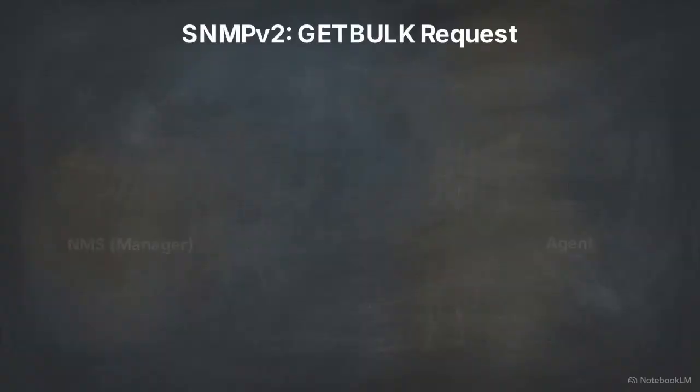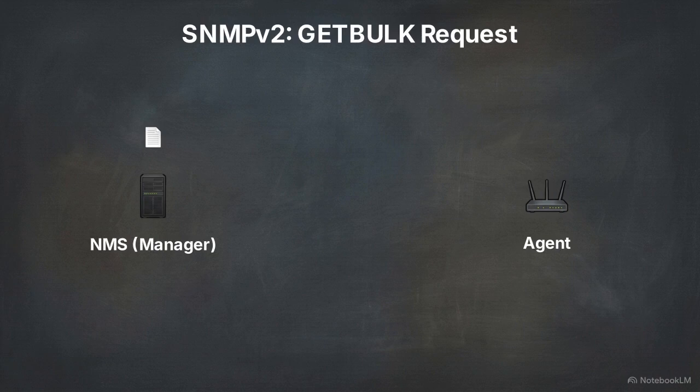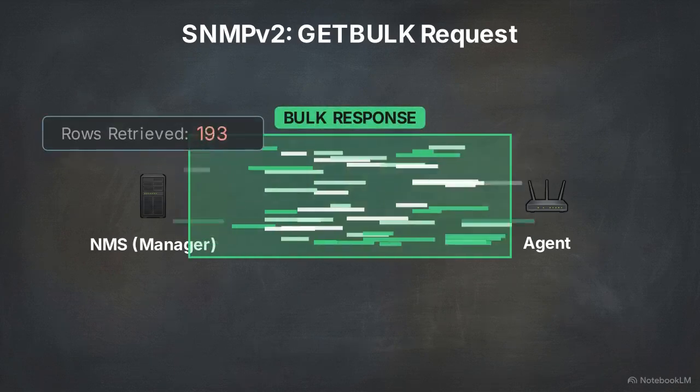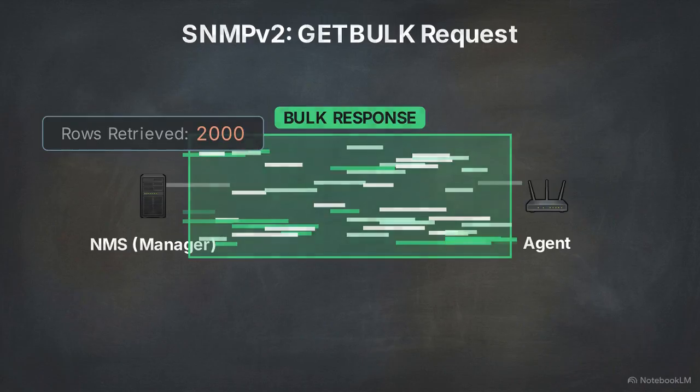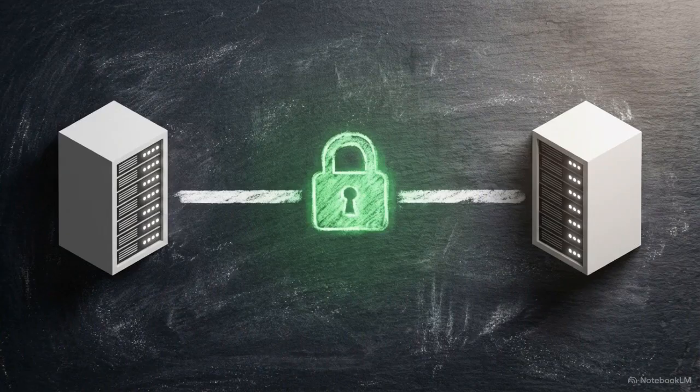SNMP version 2 solved this bottleneck by introducing the GET bulk request. Instead of asking for data one line at a time, the NMS issues a single GET bulk command, and the agent packages and returns a massive, continuous block of management data. Version 2 also introduced the inform request. This operation allows manager-to-manager communication, providing guaranteed delivery acknowledgments between central servers.